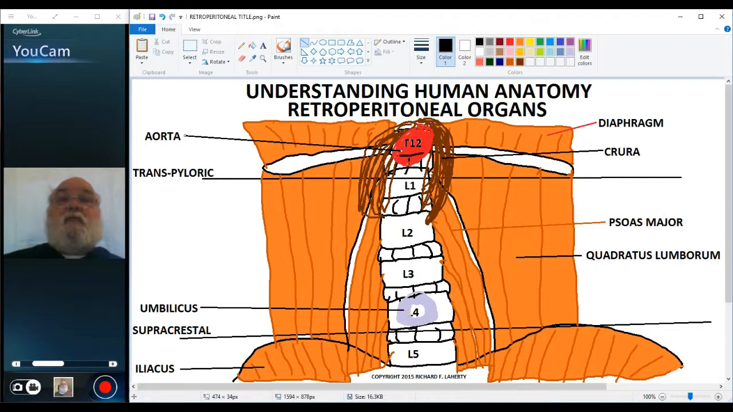So, those are the muscles on the posterior abdominal wall, and then the diaphragm.